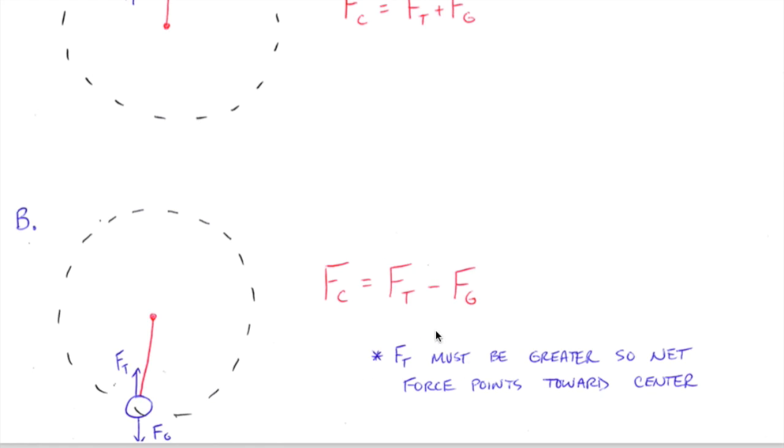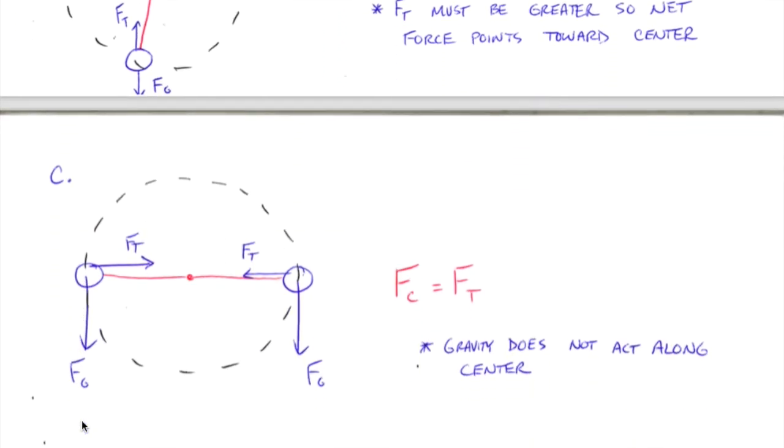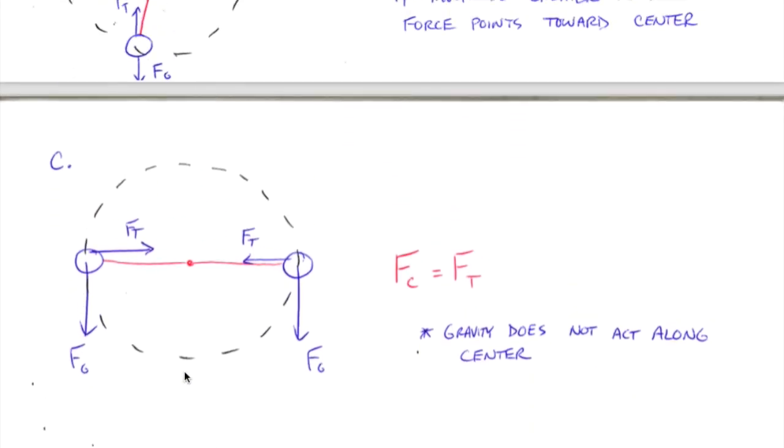And a quick reminder, Ft must be greater than Fg because the net force needs to point towards the center. If this is not greater than Fg, my tension is either non-existent or does not point towards the center of the circle, and I lose my centripetal force requirement. Part C, if you look at either side, in this case, gravity acts down in both cases. In no way is it really acting towards or away from the center. It's a non-factor. The only thing that actually acts along this center line would be the force of tension. So in both cases, the centripetal force is the force of tension.